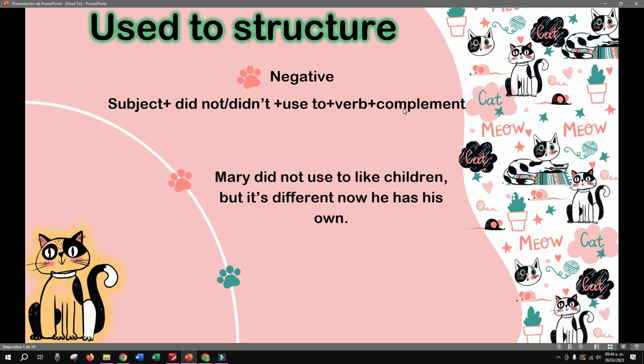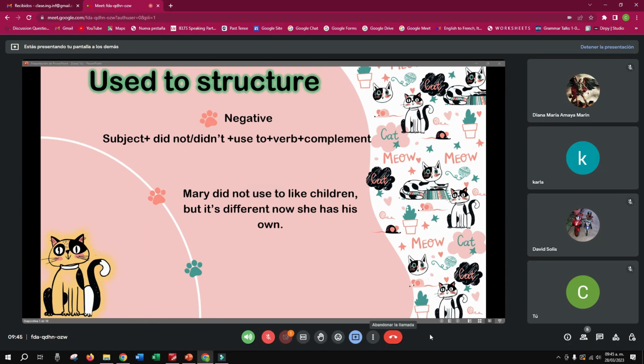For example, Mary did not used to like children, but it's different now. She has her own. So, did not used to, but now it's different because she has her own, right? Okay, there you have it. Mary did not used to like children, but it's different now.